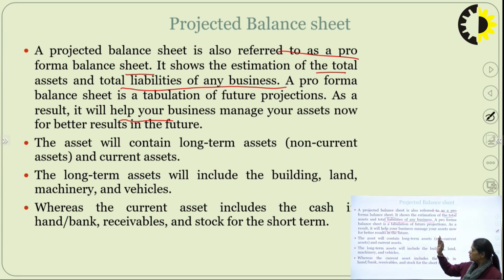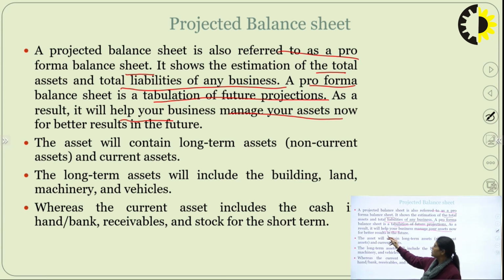So the balance sheet is to be evaluated on the basis of the total investments and total liabilities of the company. This pro forma balance sheet is a tabulation of the future projection. On the basis of creating this pro forma, we can evaluate the future projection of our company, whether it will be in a loss or a profit situation in the future. As a result, it will help the business manage its assets and plan for better results in the future.